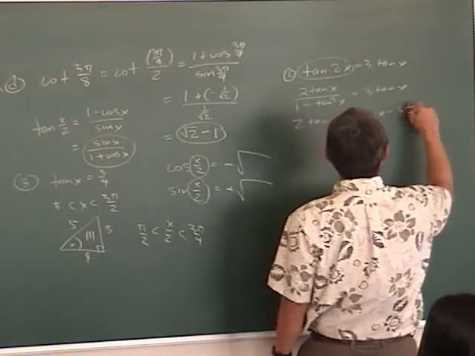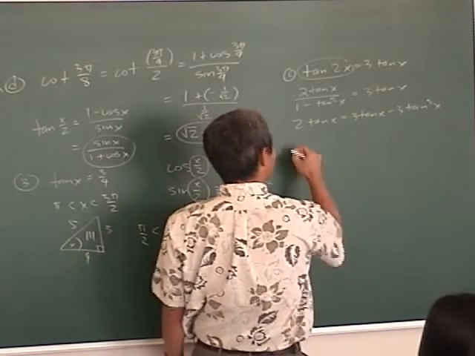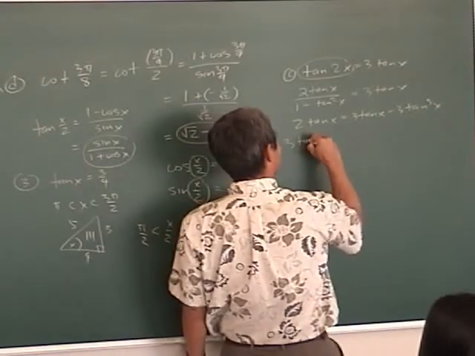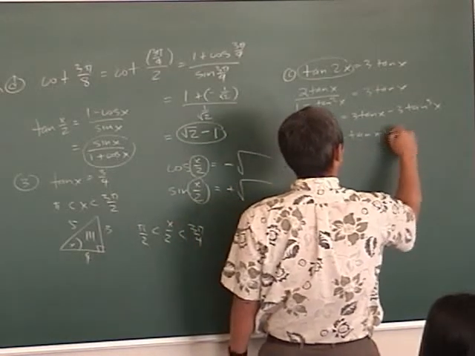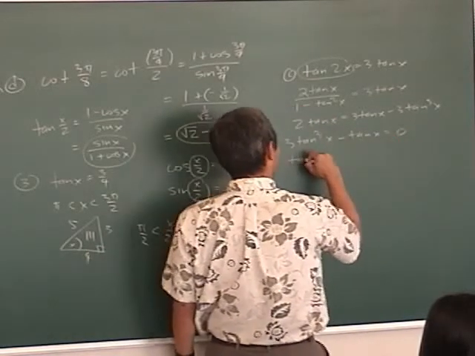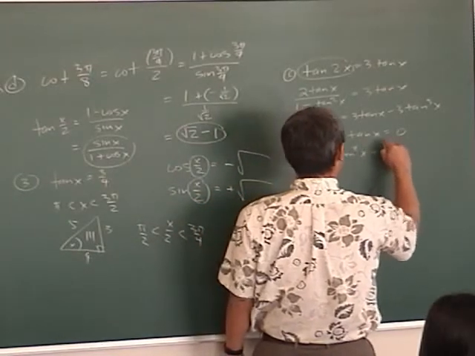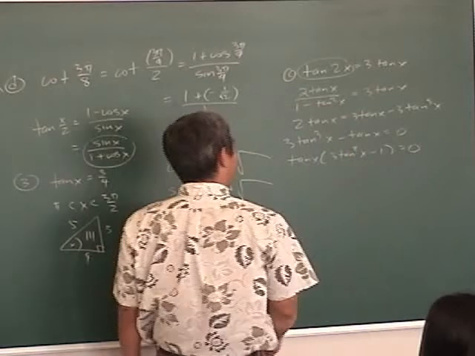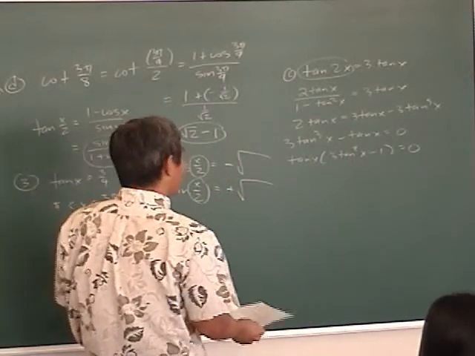Minus 3 tangent cubed x. It's a cubic equation, so make one side 0. So you get 3 tangent cubed x, see how I make the first term positive, minus tangent x equals 0. Factor out tangent. See, it just comes right out. These problems have to come out because there's no calculator, right?